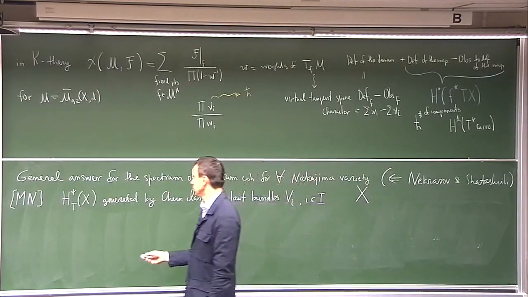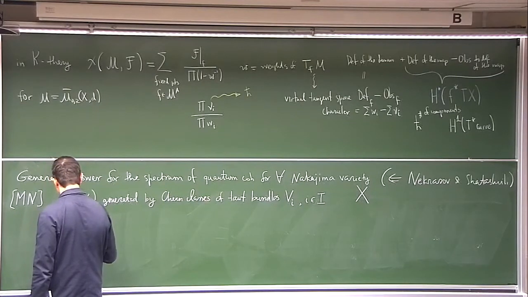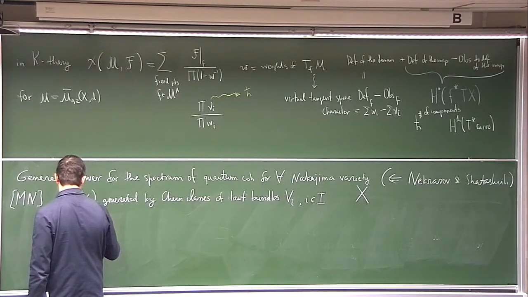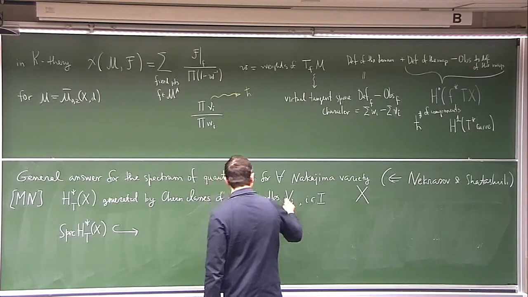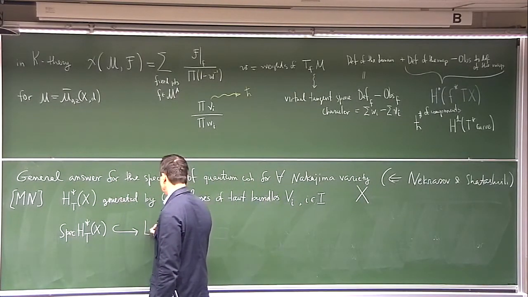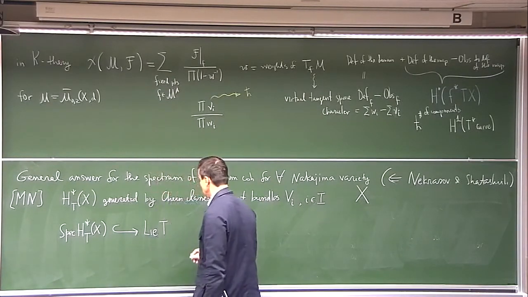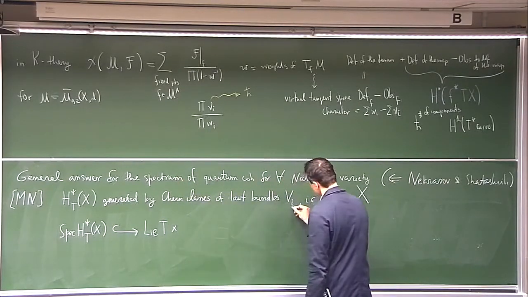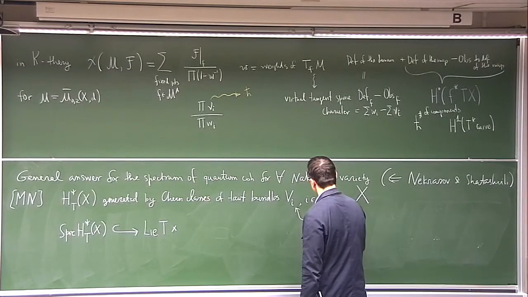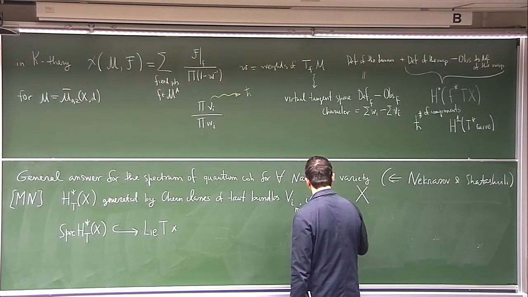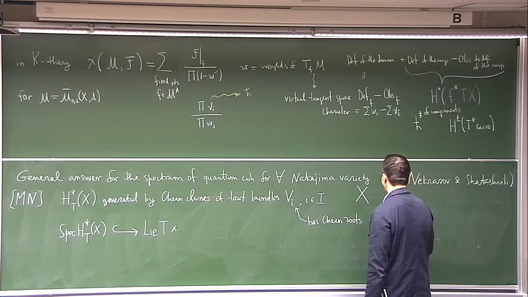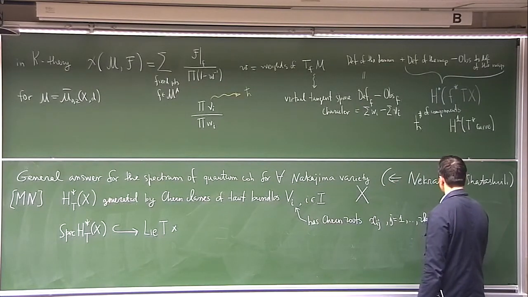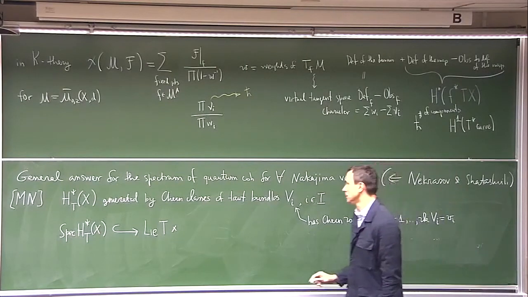This means that the spectrum of the equivariant K-theory of X embeds into, you have some variables. You have the variables for the Lie algebra of the torus T, and you have some variables for V_i, which has Chern classes, Chern roots. Maybe call them x_{i,j}, where j ranges from 1 to the rank of V_i. This rank of V_i is usually denoted little v_i.